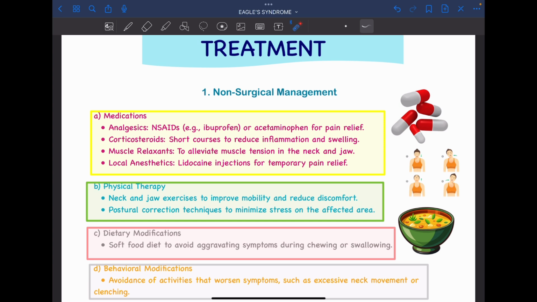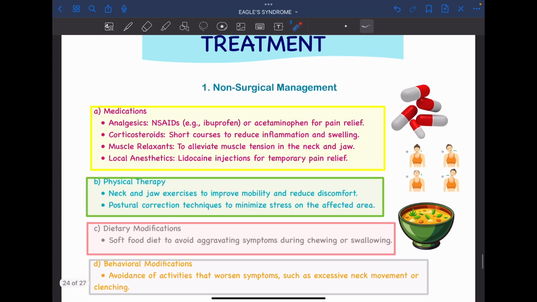Then corticosteroids, usually short courses, are given to reduce the inflammation and the edema, right? Then muscle relaxants to relieve the muscle tension, particularly in the neck and jaw region. Then use of local anesthetics is also very common, right? Lignocaine injections are given for temporary pain relief.